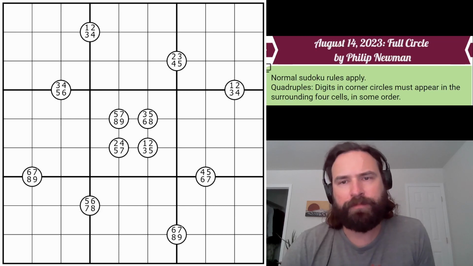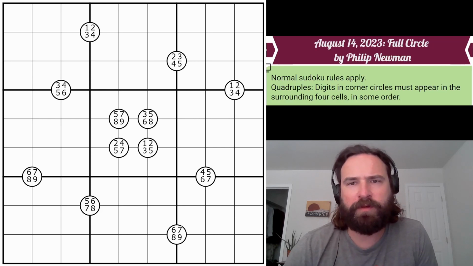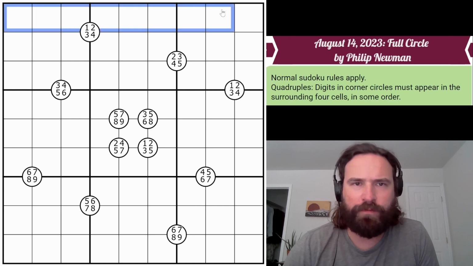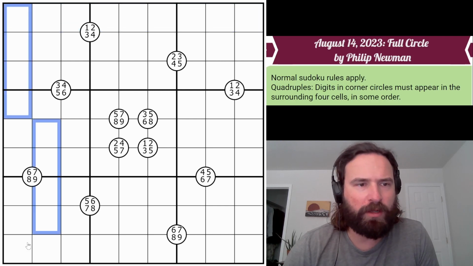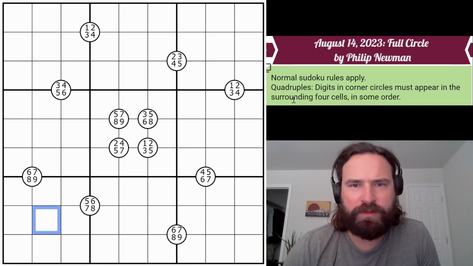Let's crush a Sudoku. This one's called Full Circle by Philip Newman. So normal Sudoku rules apply. We're looking for the numbers 1 through 9 in every row, every column, and every 3 by 3 box with no overlap. And then we have these quadruple clues.